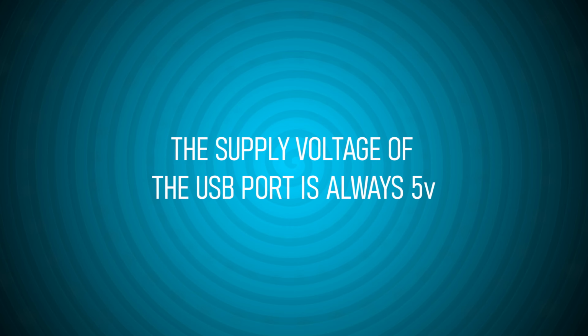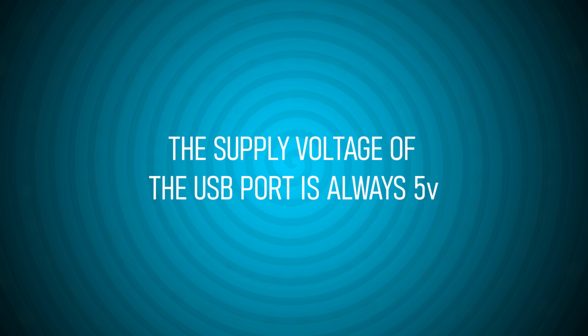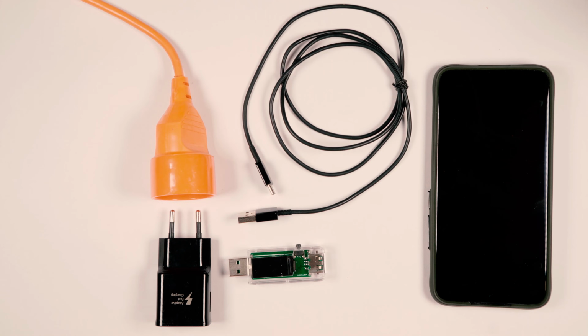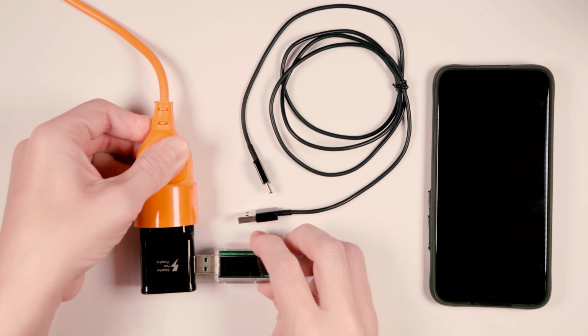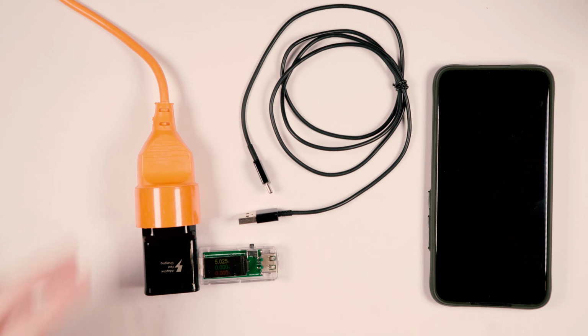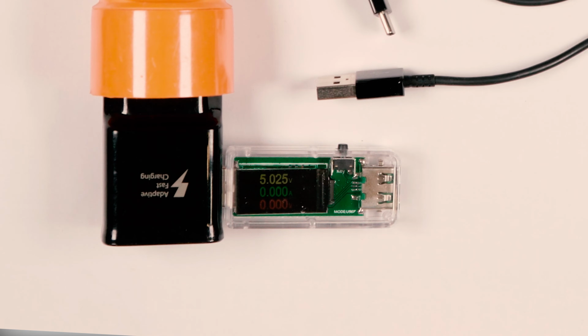Myth number 8. The supply voltage of the USB port is always 5 volts. Okay, here we got a regular USB charger, a USB cable, a smartphone, and a device called USB tester. It can display the voltage and current flowing through the cable. I am connecting the charger to the wall outlet and inserting a USB tester into it. Nothing unusual happens. As expected, the tester displays 5 volts.